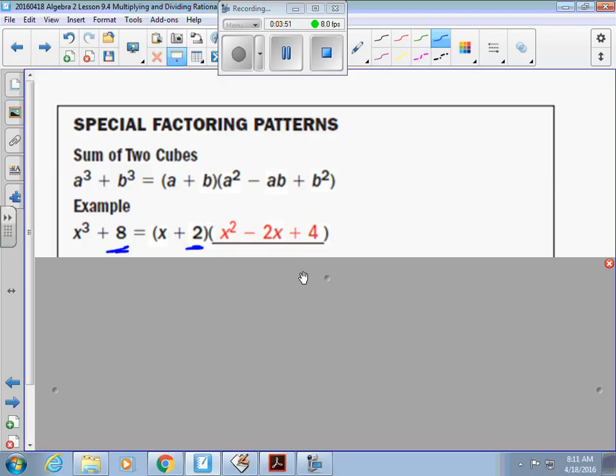Then what you need to ask yourself is what do I need to multiply x by to get x cubed? You need to multiply it by x squared. And what do I need to multiply 2 by to get 8? You need to multiply it by 4. So it's just like factoring out a binomial. So you have x squared and you have plus 4 at the end.